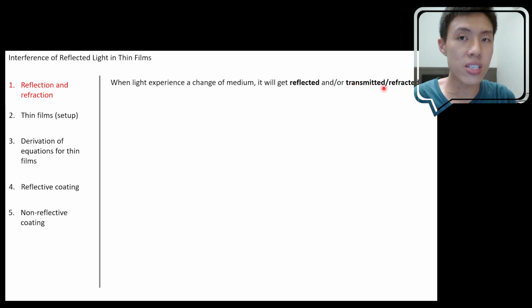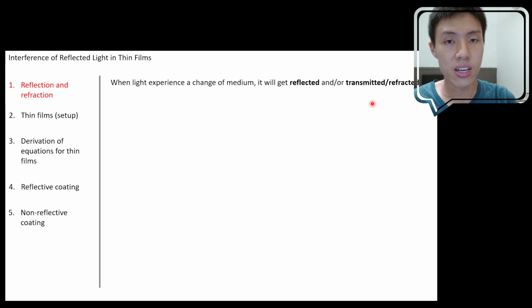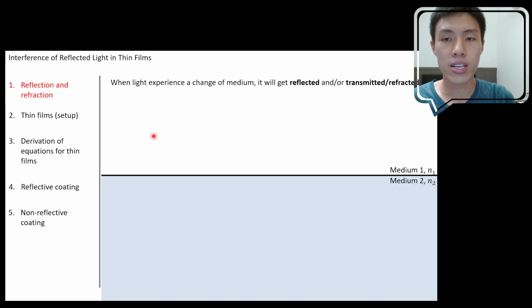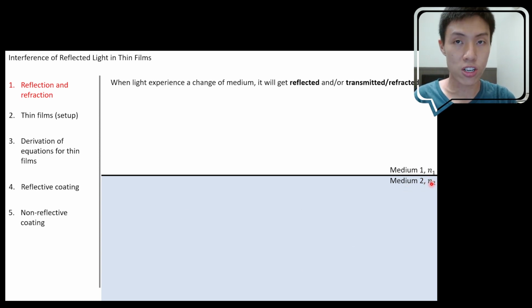If it's transmitted, it means it travels from one medium to another medium. It gets passed through to the next medium, and refraction occurs. That's why we also call it refracted. To put it in the form of a diagram, let's say the white region up here is medium 1 with an index of refraction of n1. The medium down here in blue is medium 2, with an index of refraction of n2.